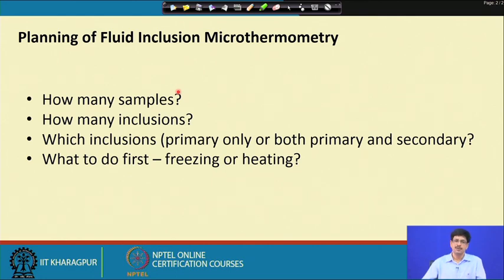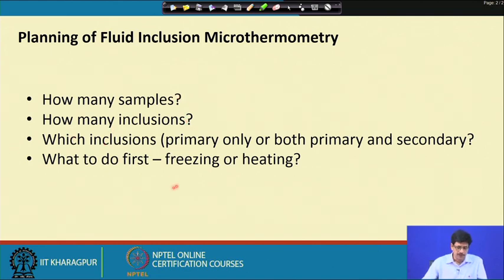As we will see in later classes, fluid inclusion data interpretation is also very much dependent on the number of inclusions studied, and this is one methodology where the actual quantity of data is also very important.